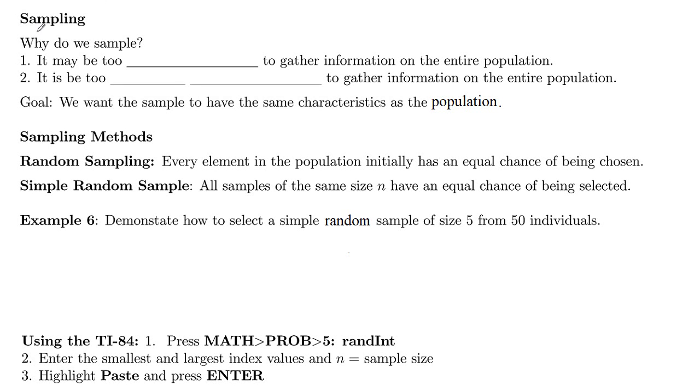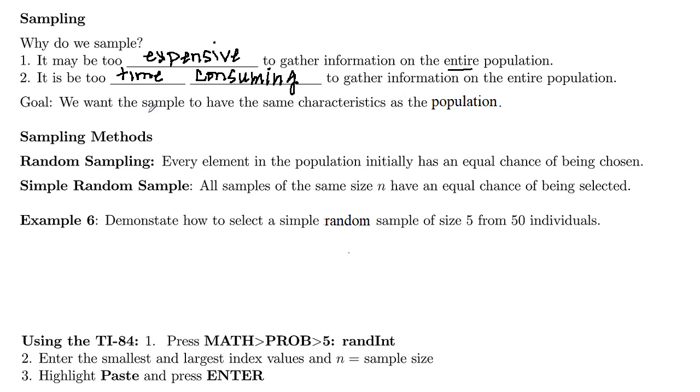Next, we want to discuss the idea of sampling. So why would we sample in the first place? Well, it might be too expensive to gather information about the entire population, so cost is definitely one concern. Now, it's also possible that it could be impossible to gather information about every element in the population. Secondly, it could be too time consuming. So if it is possible, it may be too time consuming. So for those two reasons, it may not be practical to gather information about the entire population, so we'll sample.